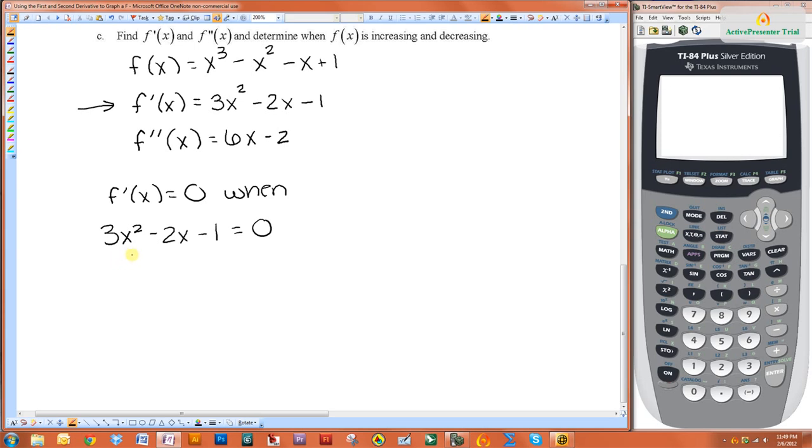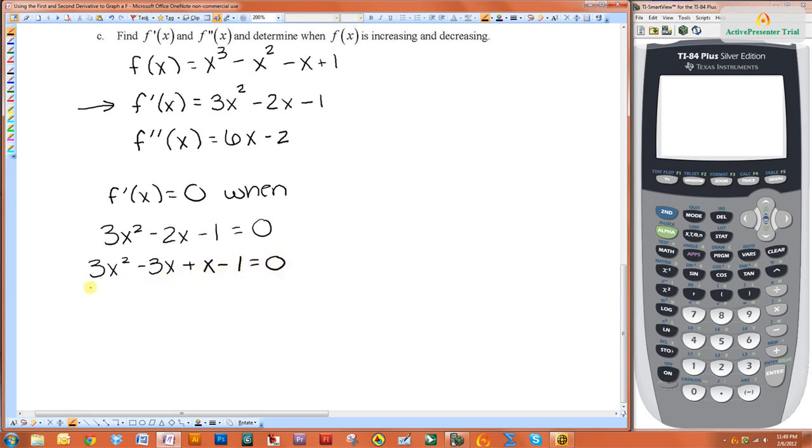Okay. Now, this is a trinomial, so what I'm looking for are two numbers that multiply to give me negative 1 times 3, or negative 3, and add to give me negative 2. Well, in this case, it's negative 3 and 1. So what I'm going to do is rewrite the middle term using those two values. Well, I don't need the 1, sorry. Plus x minus 1 equals 0.